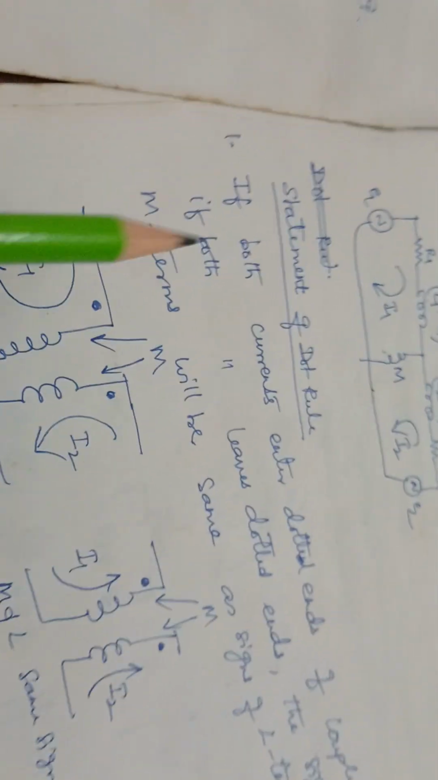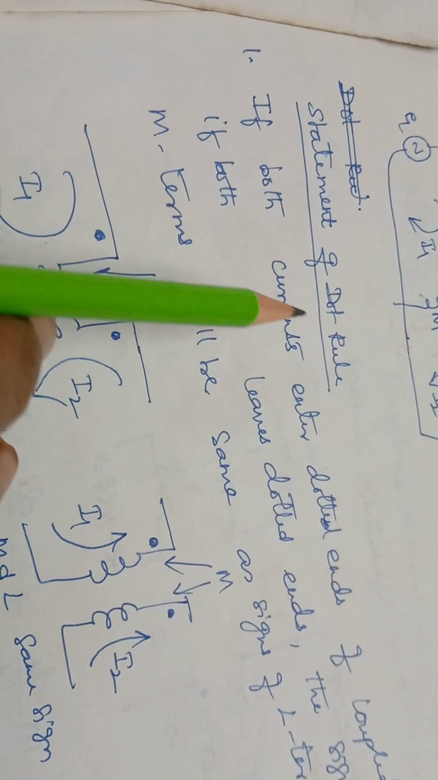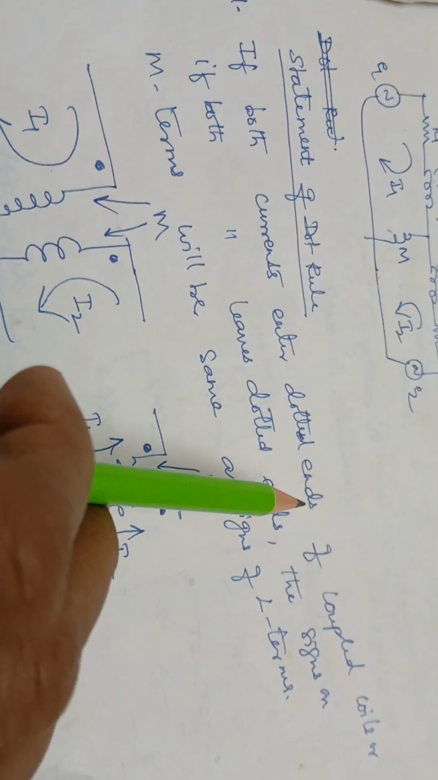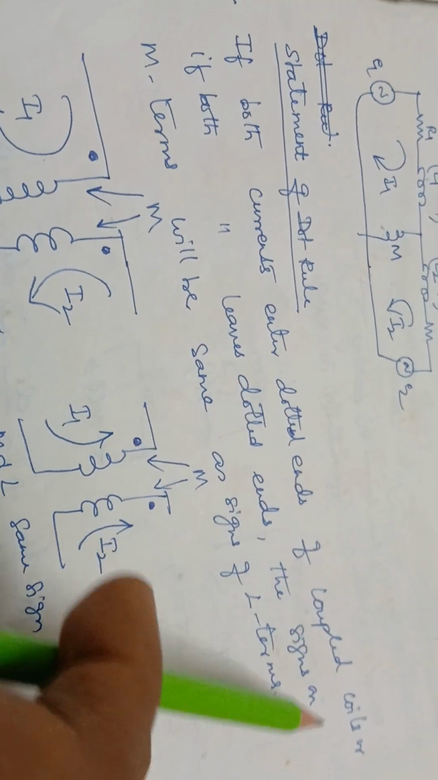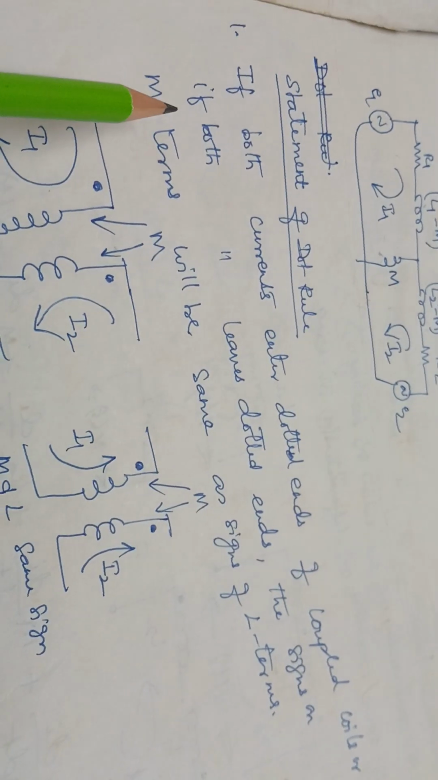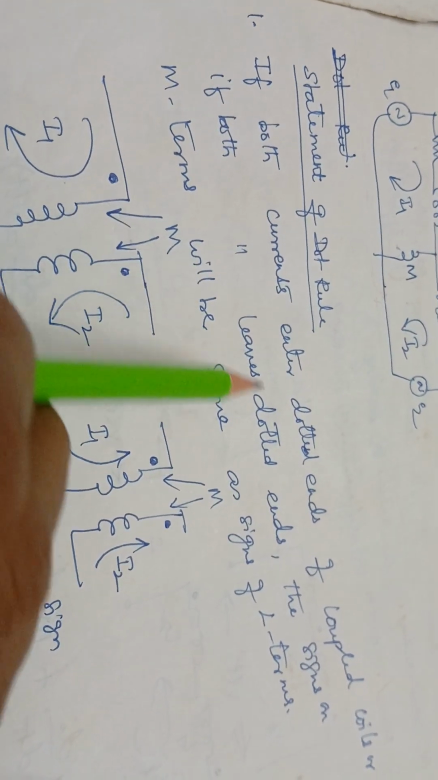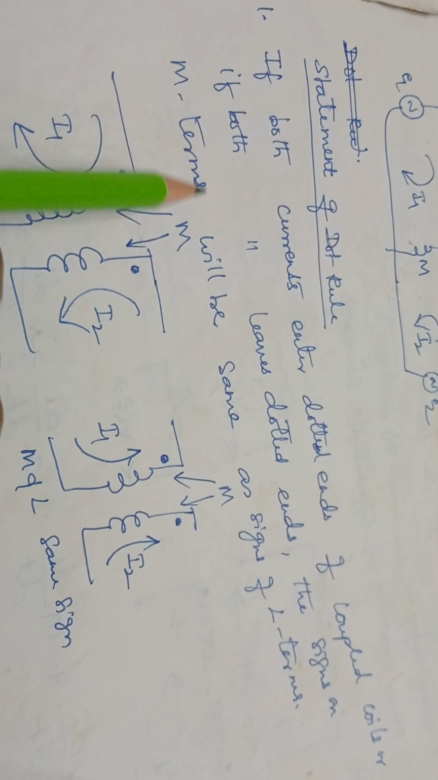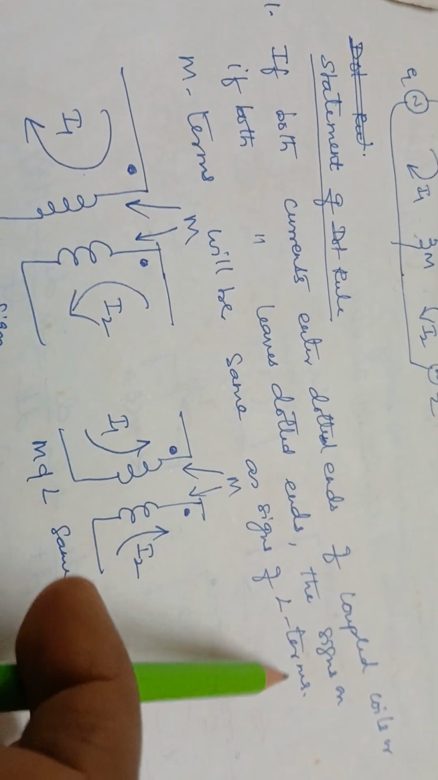Okay, next is the statement of the dot rule. What is the statement of the dot rule? If both the currents enter the dot ends of the coupled coils, or if both the currents leave the dot ends, the sign on the M term will be the same as the sign of the L term.